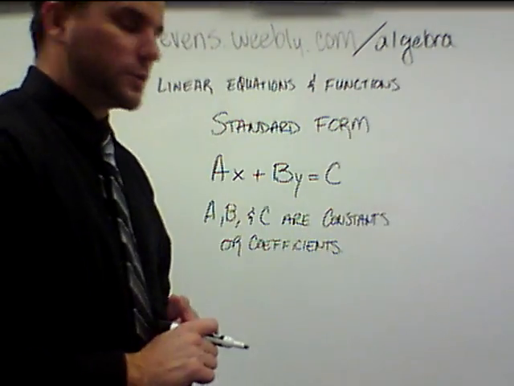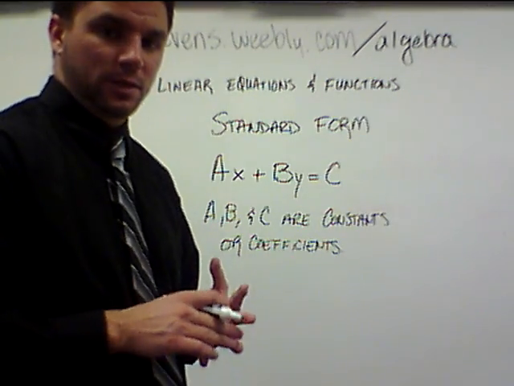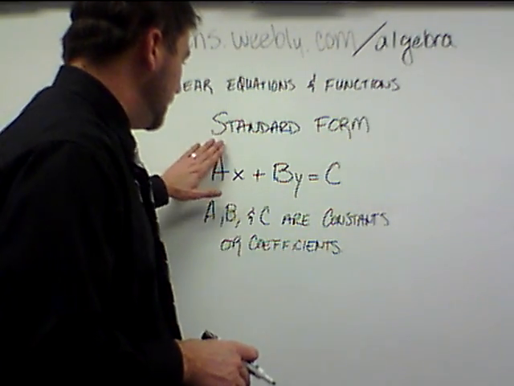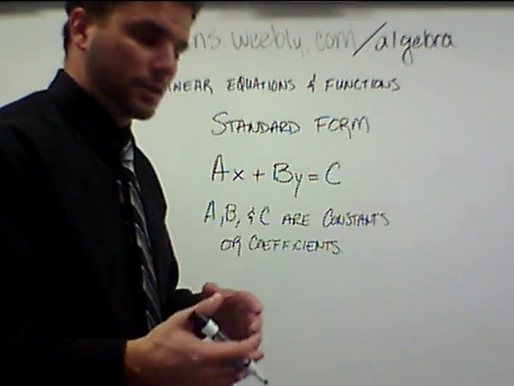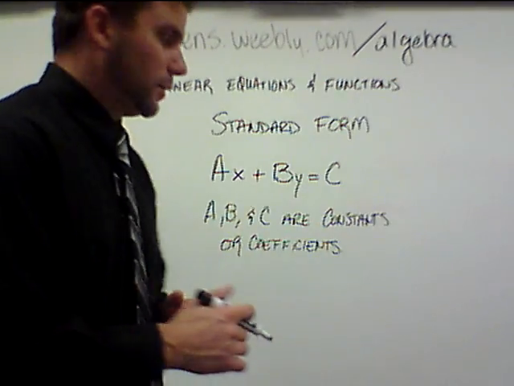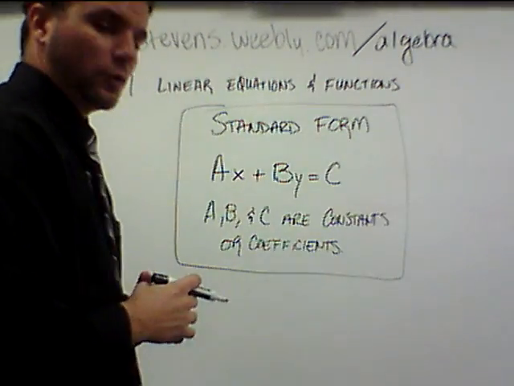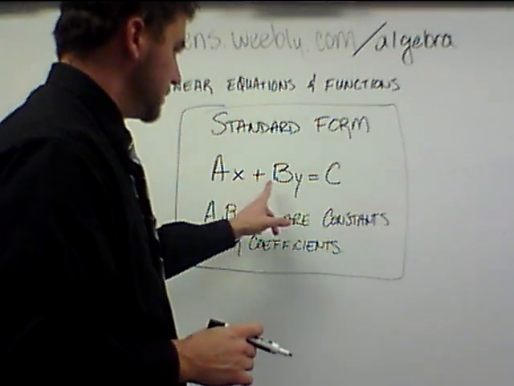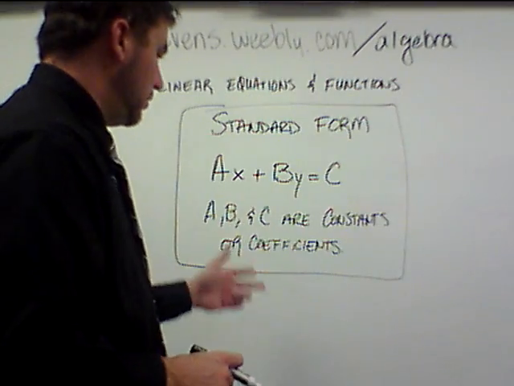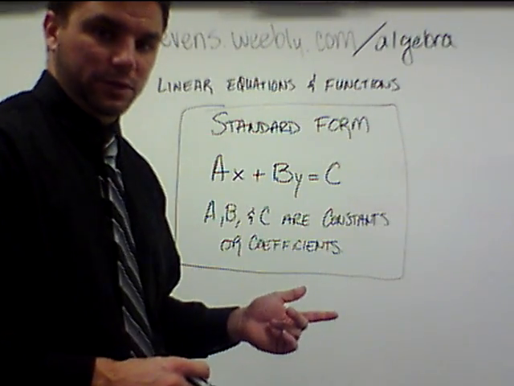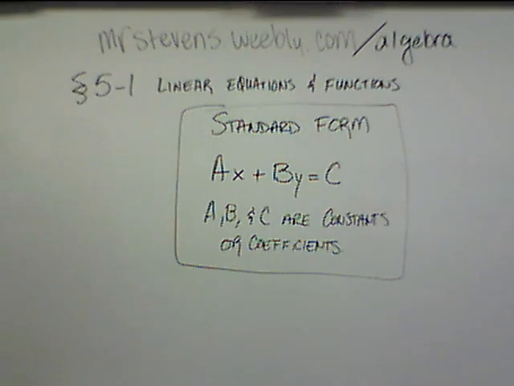Something very important to know as well, a, b, and c are always going to be constants or coefficients in the problem. Now, it might be that a is a 1 or a negative 1, but it's still a constant, still a coefficient. Make sure that you are aware of this. So, standard form of a linear equation is ax plus by equals c, where a, b, and c are all constants or coefficients. All right? So I'll give you a chance to write that down, then we'll move on.